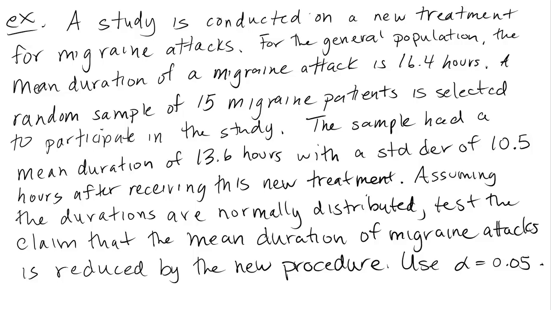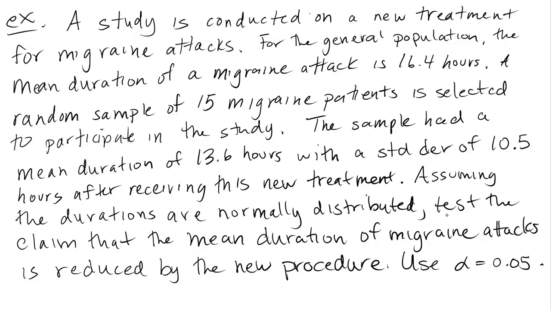This is a standard real-world application of hypothesis testing. We've got some sort of new medical treatment, and we want to see if we can show that this new medical treatment is effective in some way. In this instance, we're testing the claim that this new treatment will reduce how long somebody has to suffer from a migraine attack. The average for the general population is 16.4 hours. They selected 15 patients at random, and the mean duration for that sample was only 13.6 hours, almost 3 hours less on the average. But that was just for a sample of 15, so the question is, is this data statistically significant? Can we confidently say that this will reduce the mean duration for all patients? That's where the testing comes in.